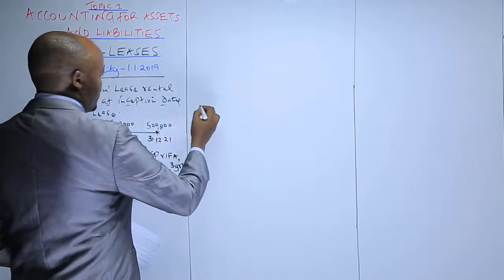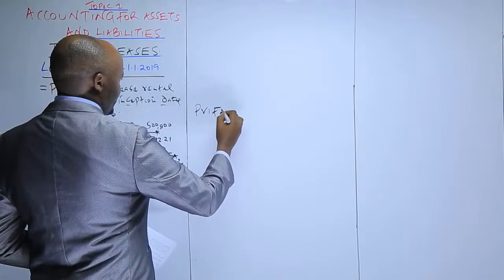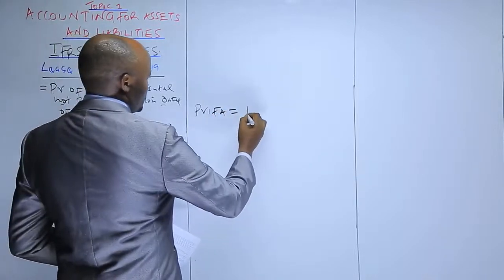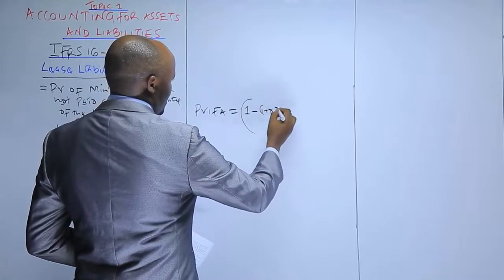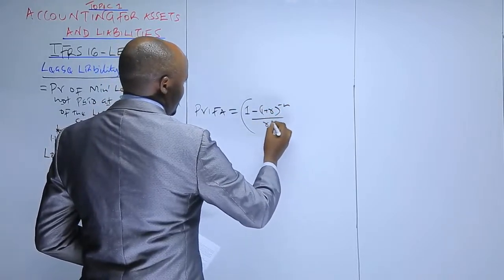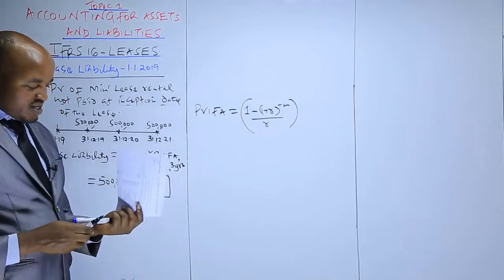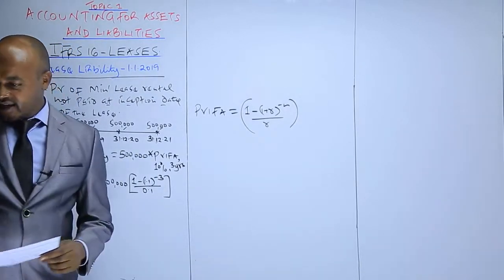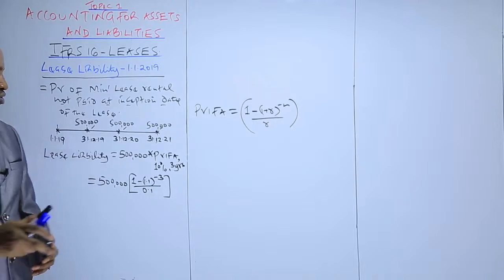So basically this is a formula which we use in terms of getting the present value interest factor of annuity. So we take 1 minus (1 plus R) raised to the power negative n, and then we divide that with R. So that is what we are using here. Therefore, let's get the lease liability at the inception date of the lease.